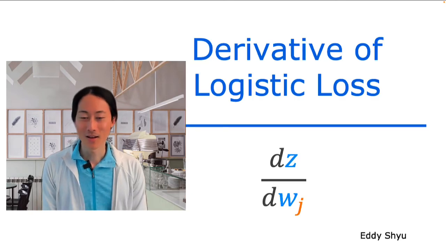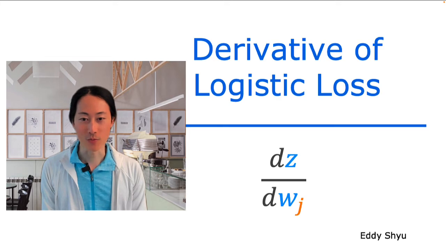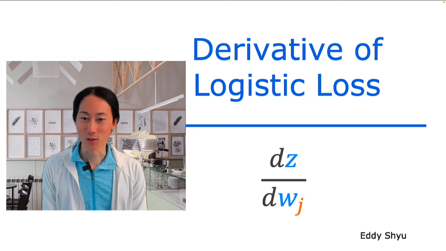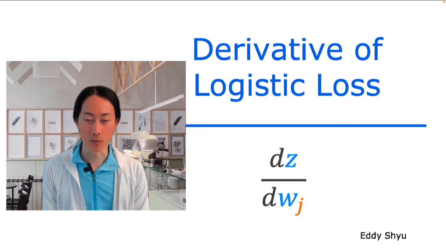Hi again. Here is a short and sweet video to show you how you get the derivative of z with respect to wj. And this is super satisfying because you'll get to cross out lots of terms and end up with just the variable x sub j. Let's take a look.